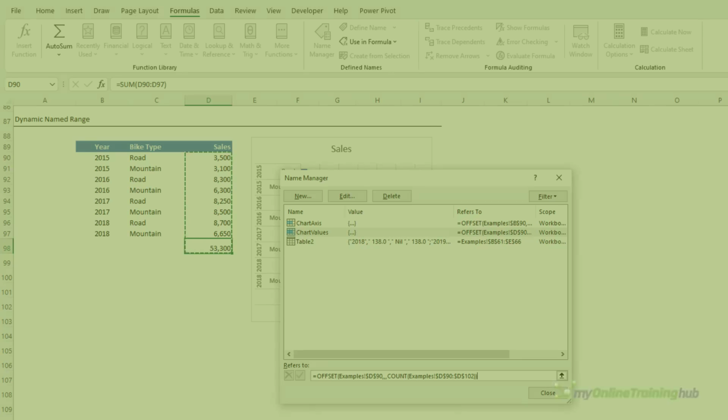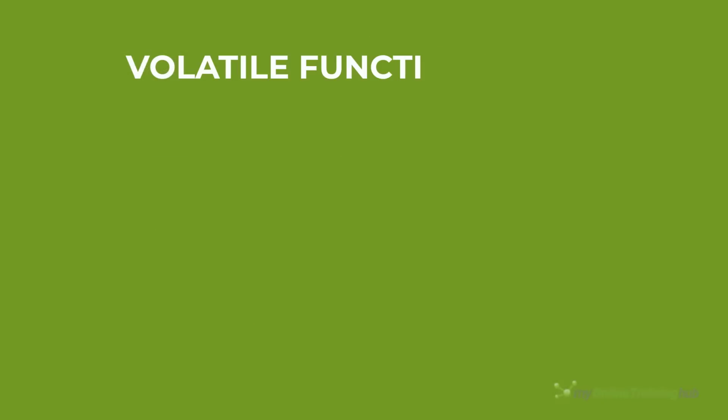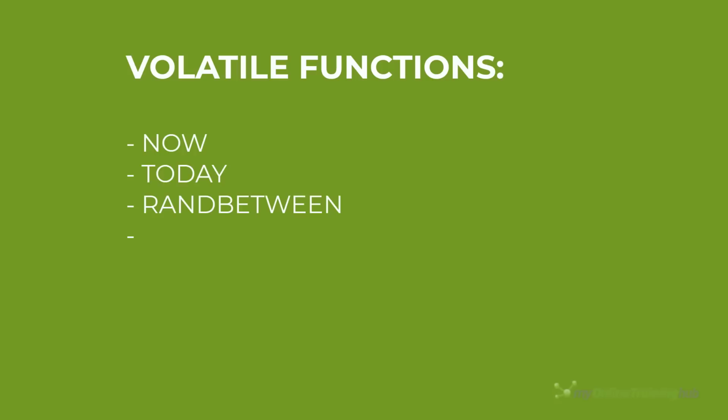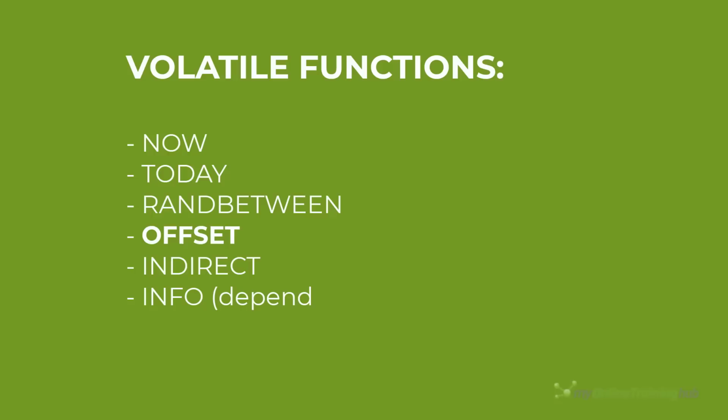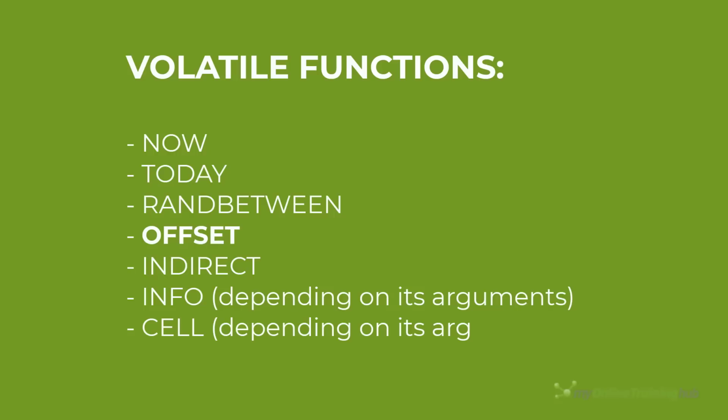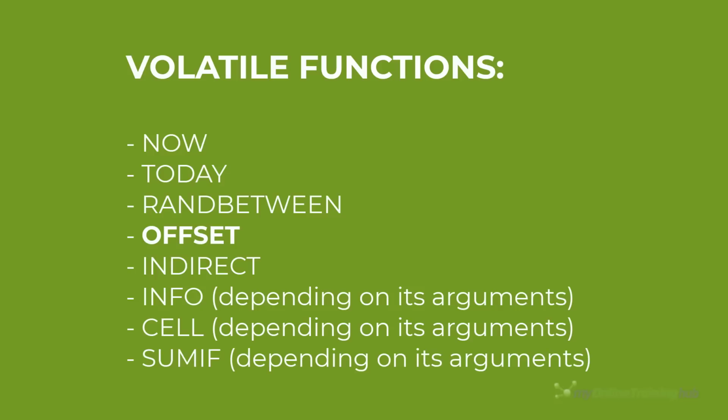One last word of warning is that offset is a volatile function, which in simple terms means it recalculates more often than most functions which are not volatile. The bottom line is that offset can potentially result in performance issues if you use it too much in a file. However, if you're using it to generate dynamic named ranges and the like, then it's not likely to cause you any problems. Just don't go entering it in an entire column of a table.